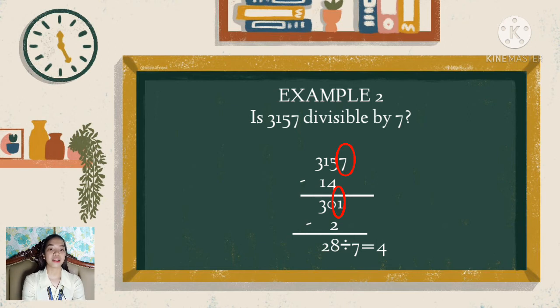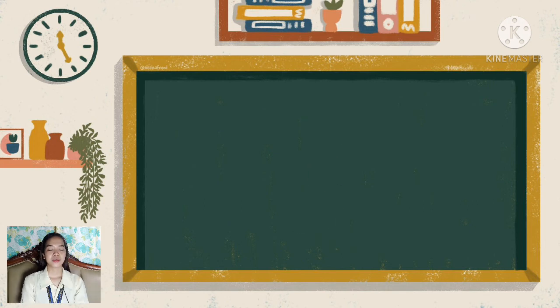So 28 divided by 7 is equal to 4. Therefore, 3157 is divisible by 7.